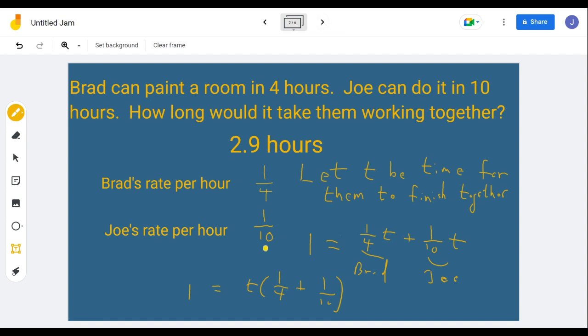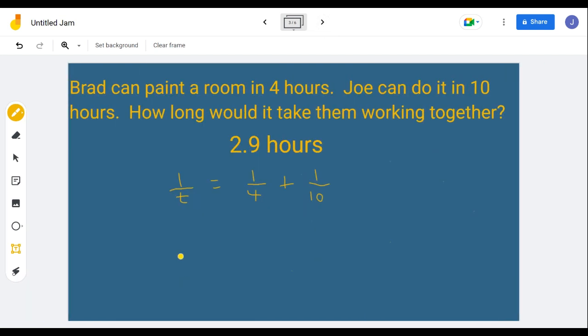Then if you divide both sides by T, you get the formula we started out with, where A is 4 and B is 10. To get this, there's a little bit of dancing around with fractions. First of all, why not just find out what 1/4 plus 1/10 is?